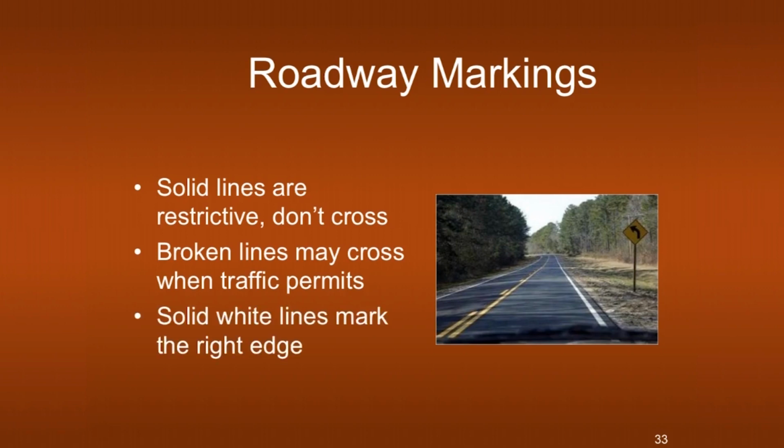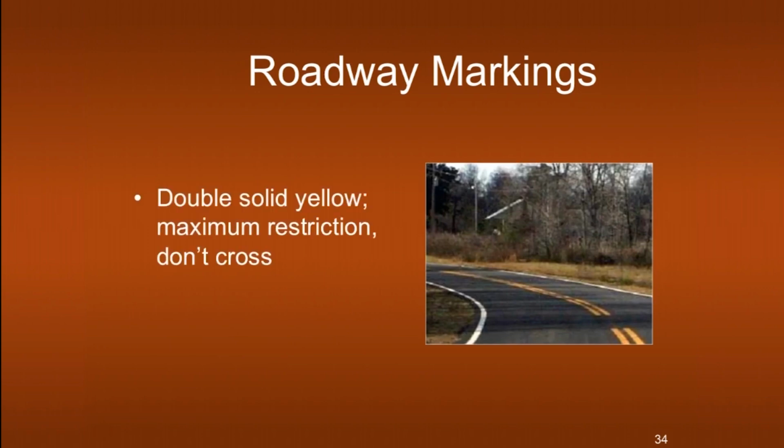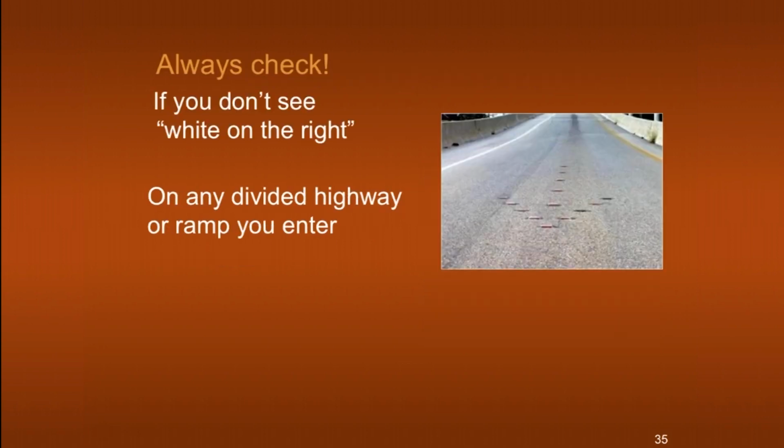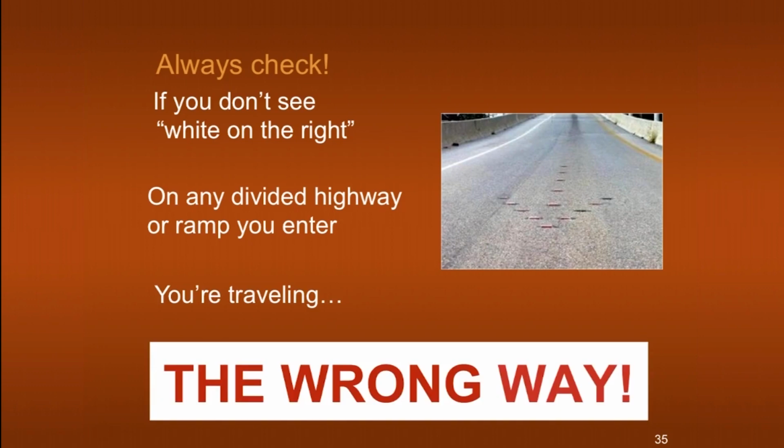Solid white lines mark the right edge. So you see the white line on the right side. It does mark the edge. It's solid. The idea is you don't want to cross that. Double solid yellows are a maximum restriction. You are not to cross a double solid yellow line. Always check: if you don't see that white on the right on any divided highway or ramp that you enter, you're traveling the wrong way. So in this picture, you see that the white is on the left.